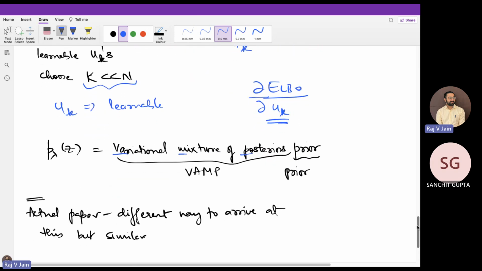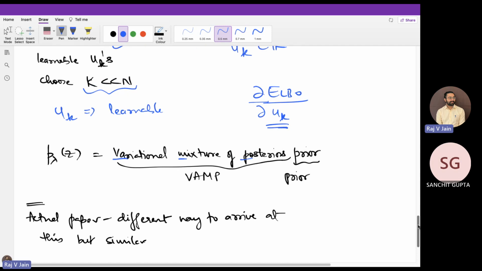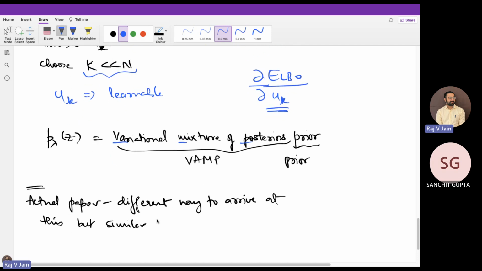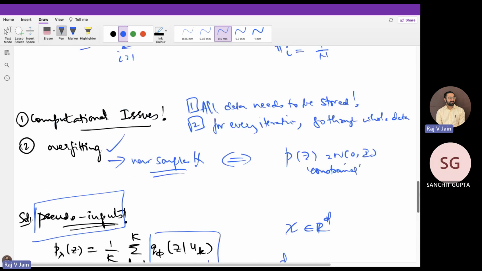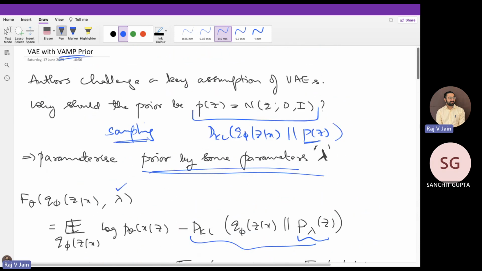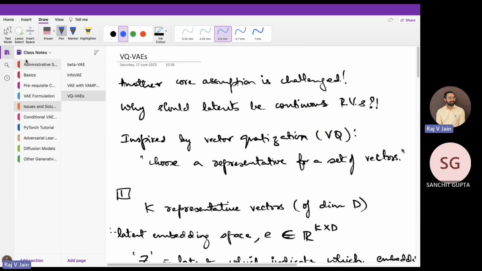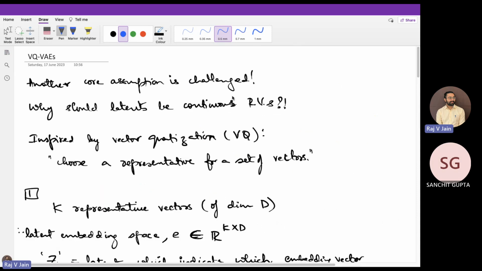If you go through the actual paper, they have a bit different way to arrive at this, but again, a similar sort of thought process. Any questions? Right. So now we'll go to the last variant that we have in VAEs.